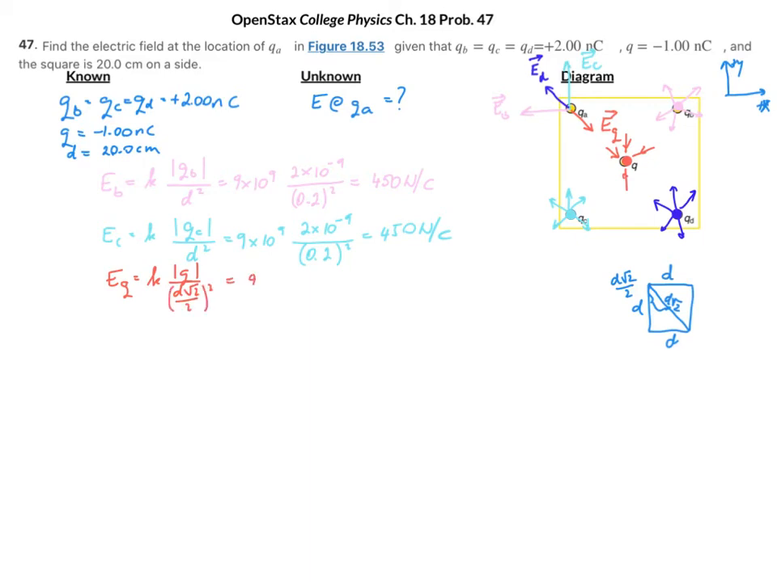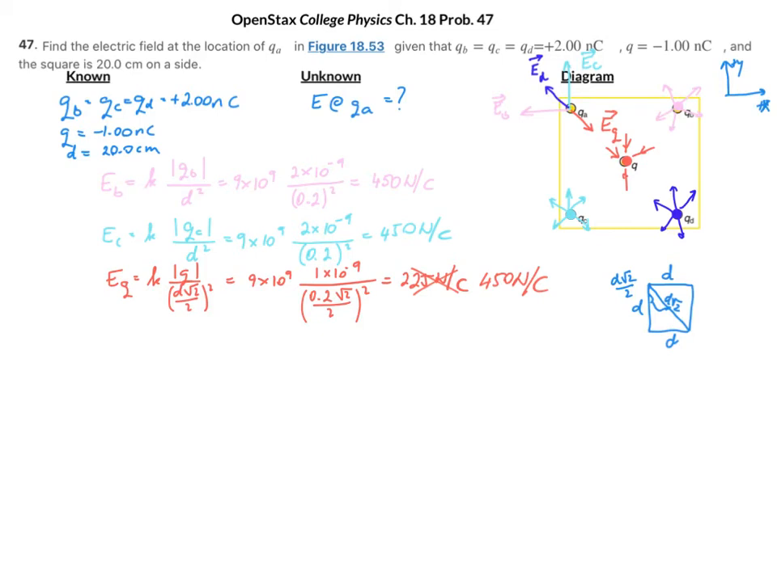So that is 9 times 10 to the 9th. Q is, in absolute value, 1 times 10 to the negative 9th, divided by D is 0.2 times square root of 2 over 2 quantity squared. And we end up with 225 newtons per coulomb. So we have one more electric field we have to calculate.